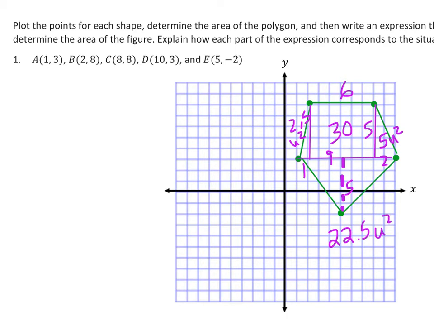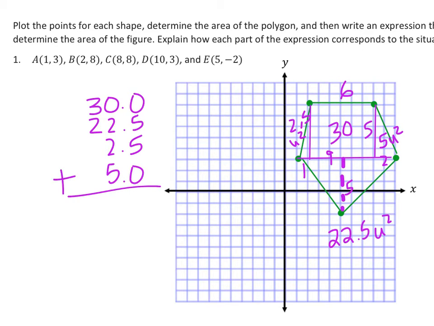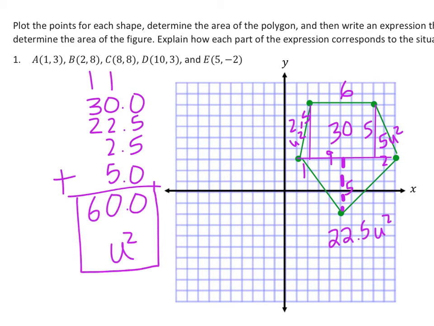So now we're just going to add 30, 22.5, 2.5, and 5. I'm going to add some point zeros here so that everything lines up. And this should get us our final area. So our final area when added up is 60 units squared.